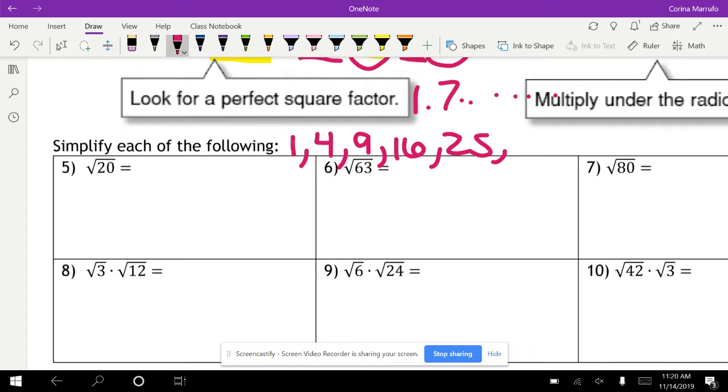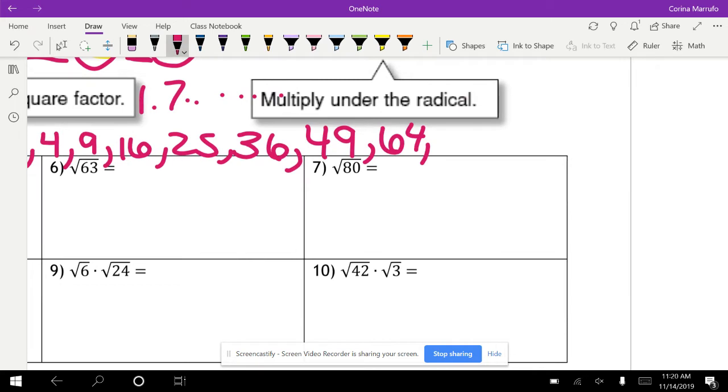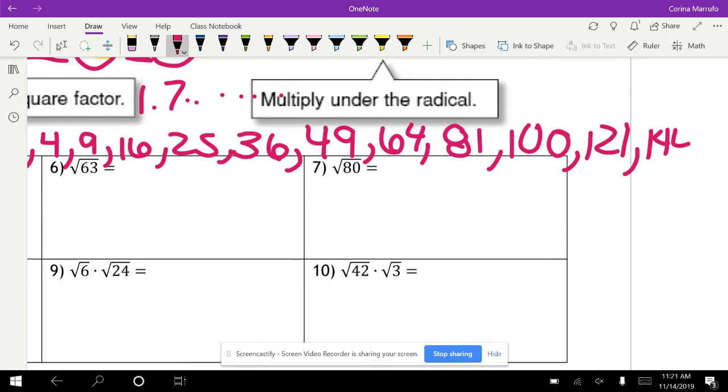6 squared is 36. 7 squared is 49. 8 squared is 64. 9 squared is 81. 10 squared is 100. 11 squared is 121. And 12 squared is 144. And that's where we're going to stop for today.